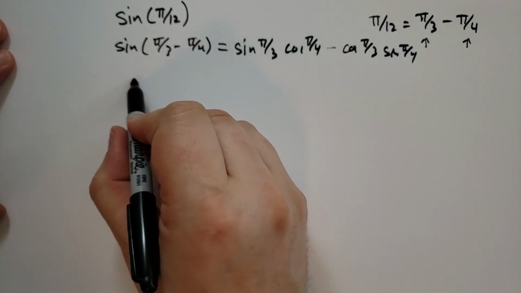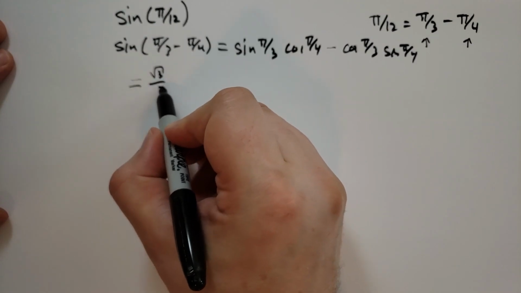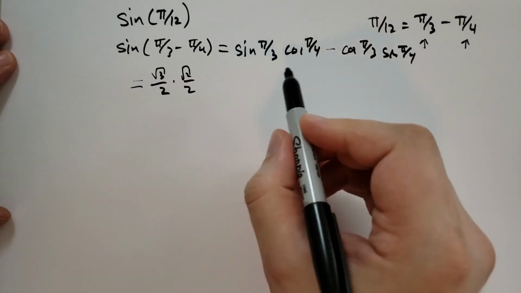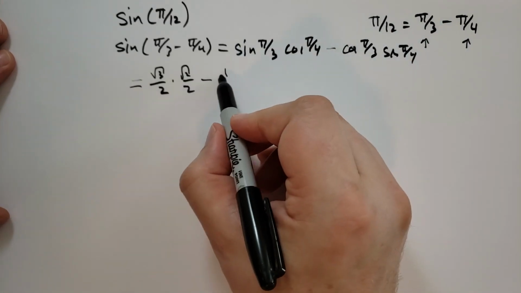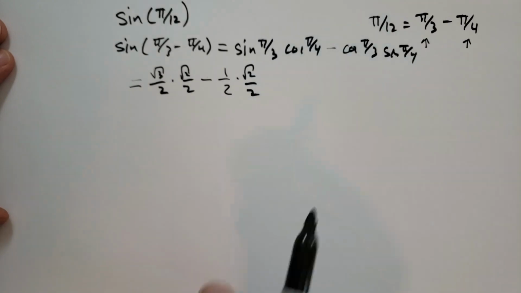Okay, so what's that going to equal? Well, sine of pi over 3, that's going to be root of 3 over 2. Cosine of pi over 4, that's root of 2 over 2. Minus cosine of pi over 3, that's 1/2. And sine of pi over 4 is root of 2 over 2. Okay.